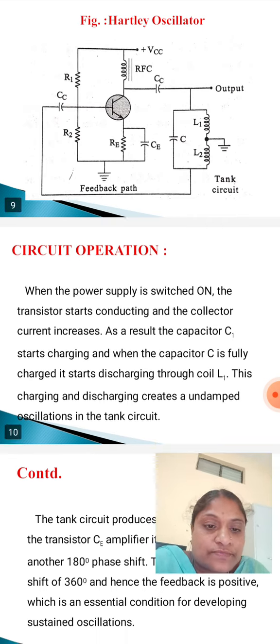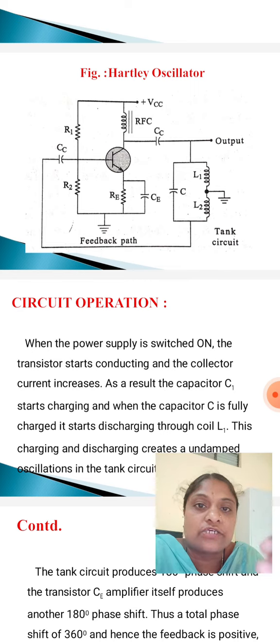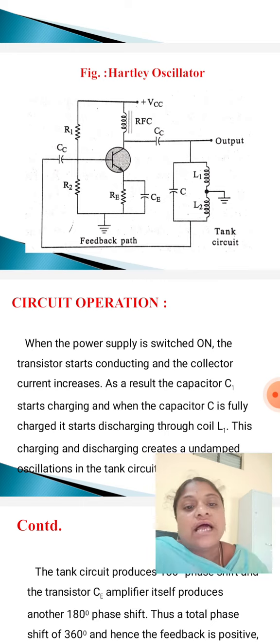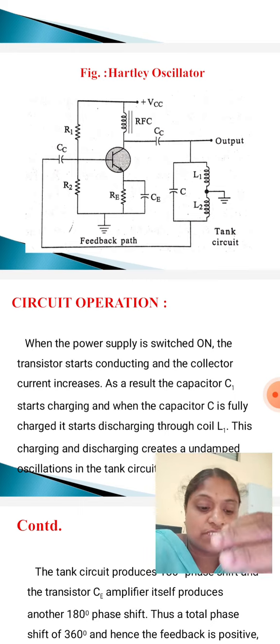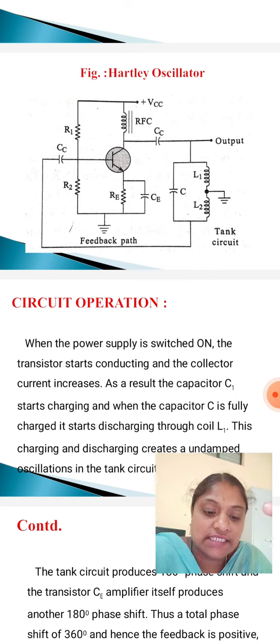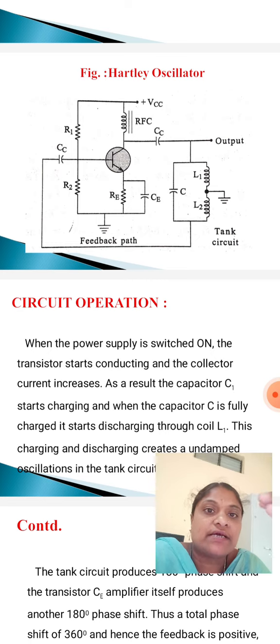Next. In this circuit diagram, observe R1 and R2. R1, R2 forms a potential divider bias. It is nothing but self bias. And next, RE. RE is nothing but the emitter resistor.